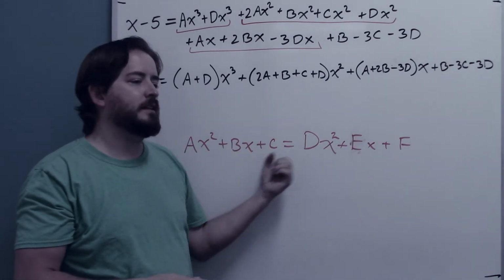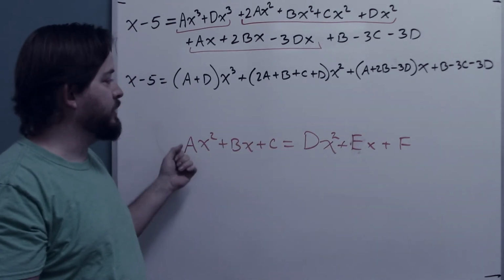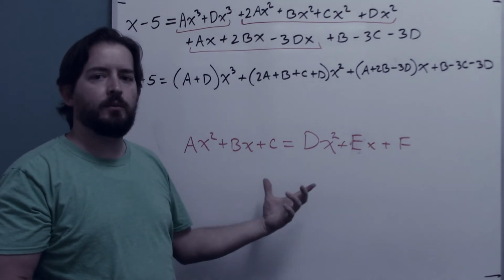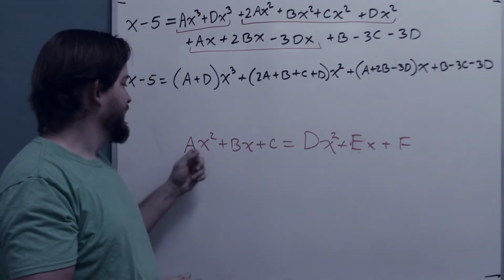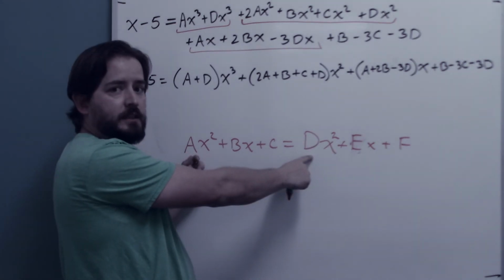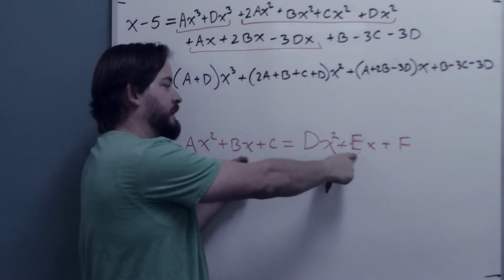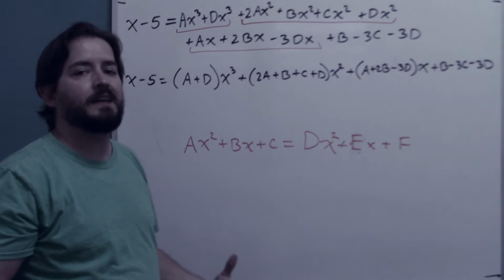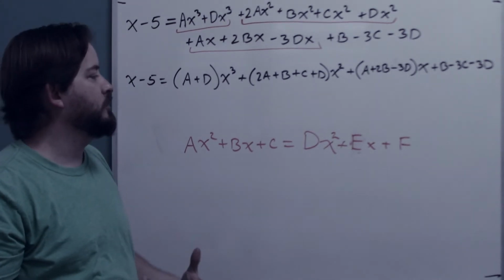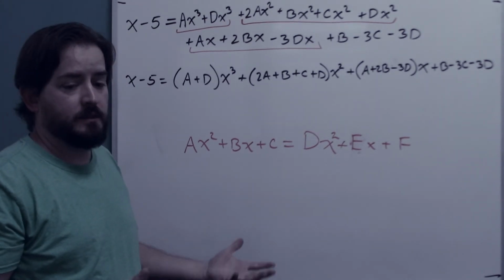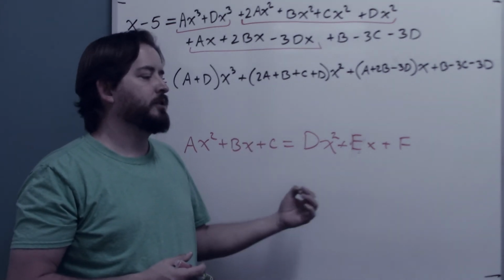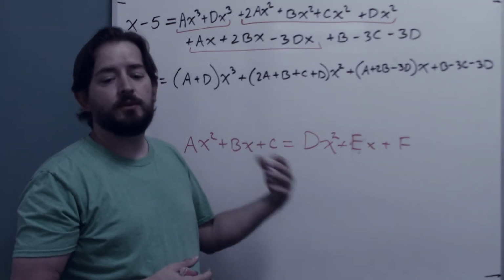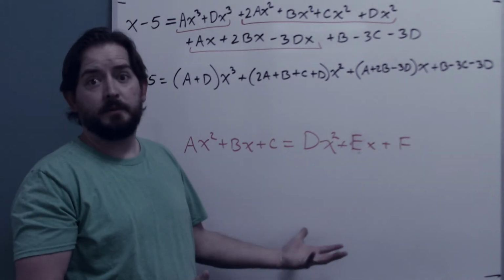In order to say that these two things are equal, they have to be equal everywhere. And the only way that these two second-degree polynomials are equal everywhere is if a is equal to d, b is equal to e, and c is equal to f. They literally have to be the exact same polynomial in order to be the same everywhere. Because if they're not, at any point, there's going to be some difference between the two, and they won't be the same, right?